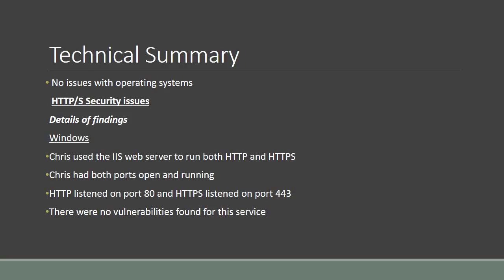Alright, moving into the technical summary. There were 0 issues on Chris's operating systems. Moving into each service, his HTTPS for Windows, Chris used the IIS web server to run both HTTP and HTTPS. He had both ports open and running. HTTP listened on port 80 and HTTPS listened on port 443, and there were no vulnerabilities found for this service.